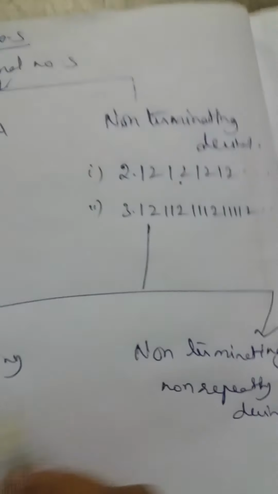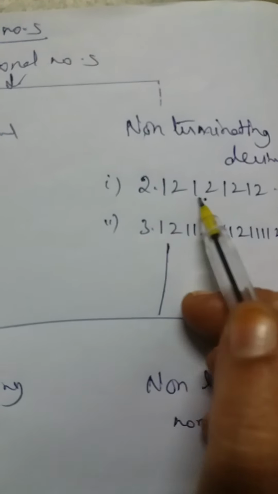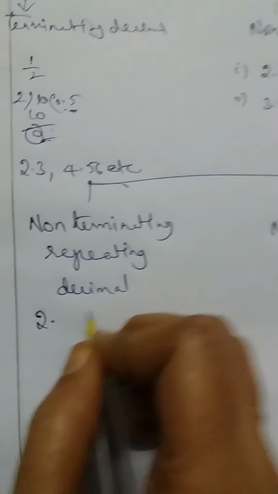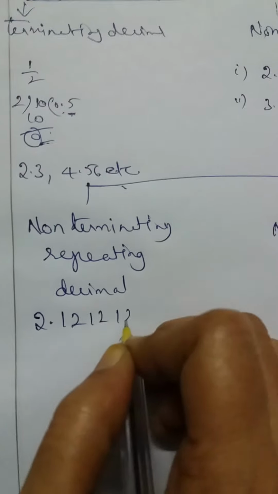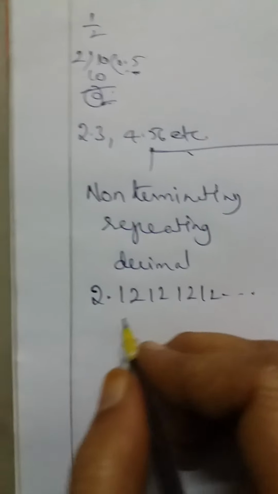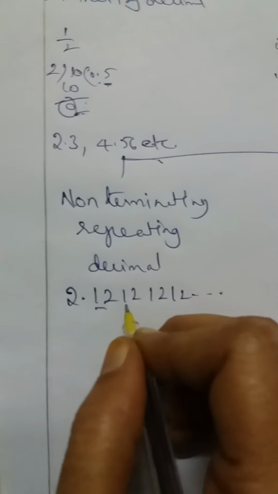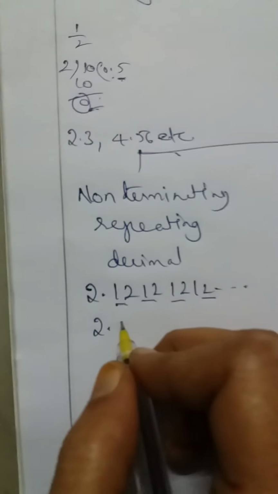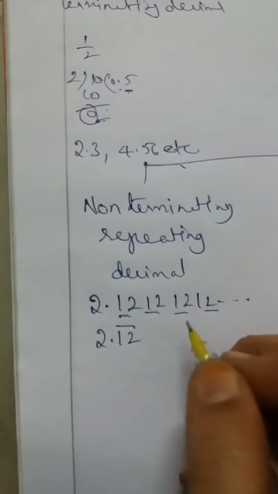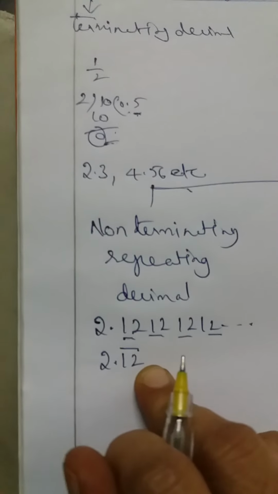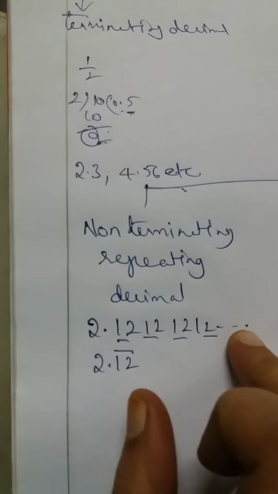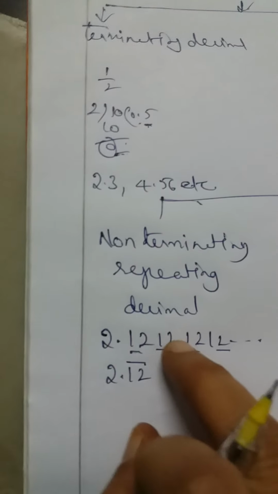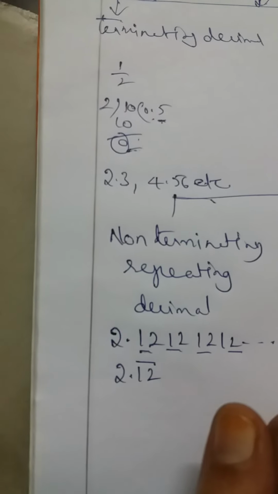Let's observe what non-terminating and repeating decimals are. I told you the example 2.121212 and so on. By taking this example, we can write 2.121212 and so on, where the decimal part 12 is repeating continuously. To stop this, we can write it as 2.1212 with a bar. It is a non-terminating and repeating decimal, because the decimal part 12 is repeating continuously.